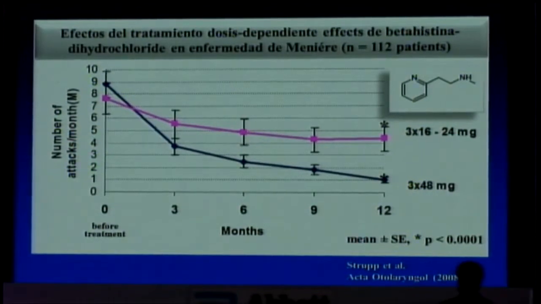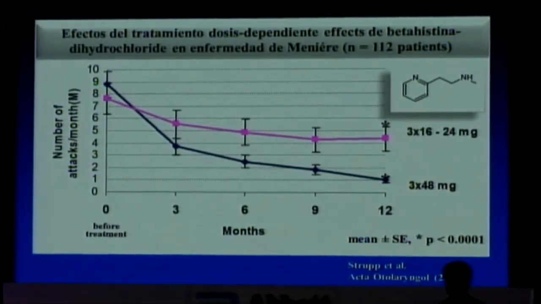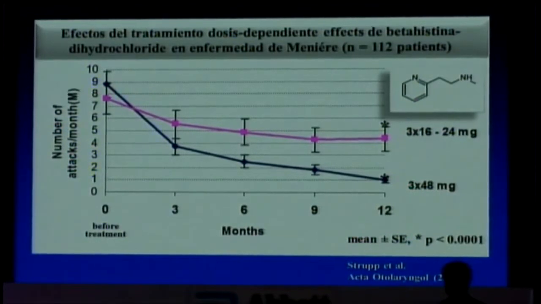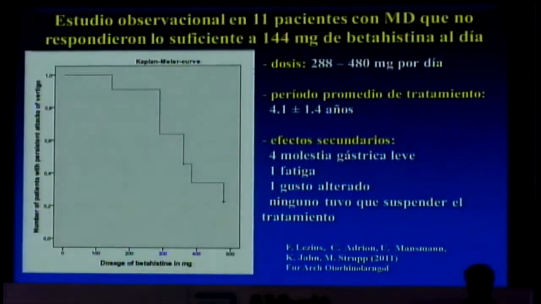What about the treatment? Meniere's disease is known since 1861, and over these more than 150 years, a lot of treatments have been recommended. What we recommend is a high dosage treatment with betahistine. That was the first study on a higher dosage. It was just an observational study in 112 patients. One group received a low dosage, 16 to 24 milligrams TID. The other group received 48 milligrams TID. There was a significant effect of the higher dosage, and another finding was the longer you treat with a higher dosage, the higher the efficacy.